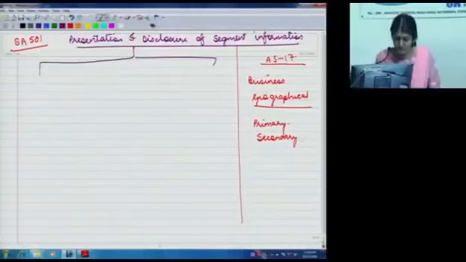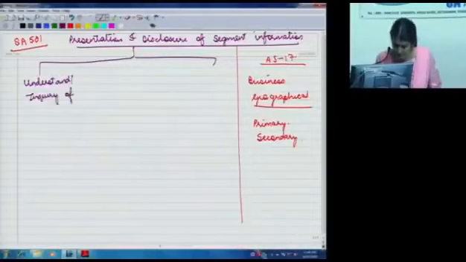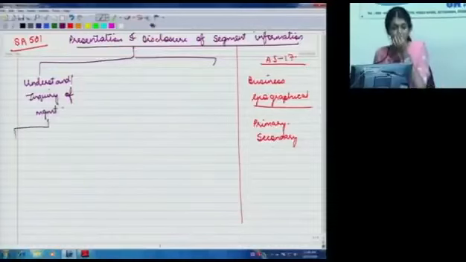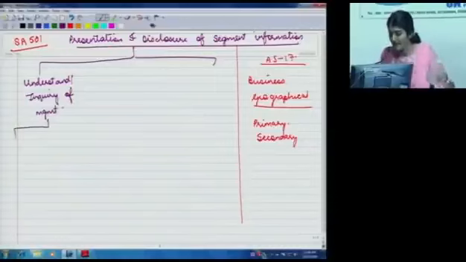Management's responsibility. So procedure number 1: understand. Make inquiries of the management. So go to the management and ask them, "Management, the segment information which is given in the notes, please tell us how you have prepared this segment information."